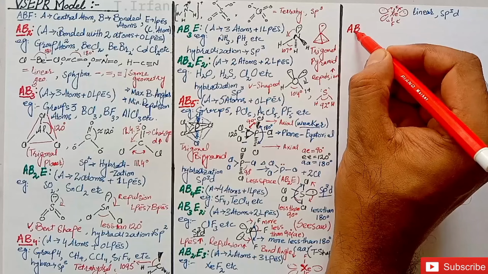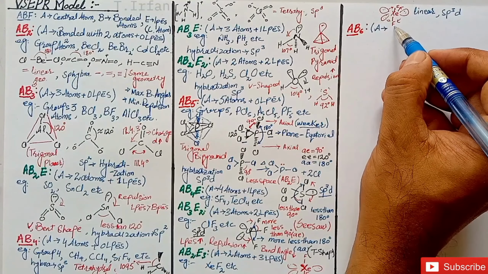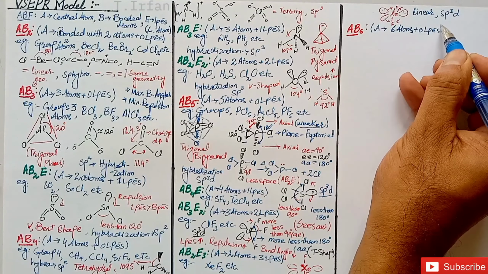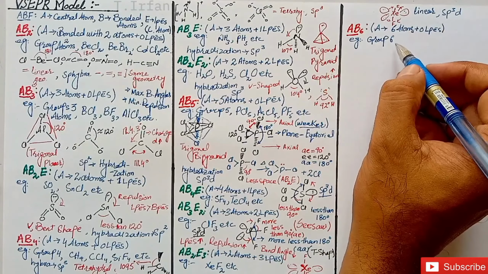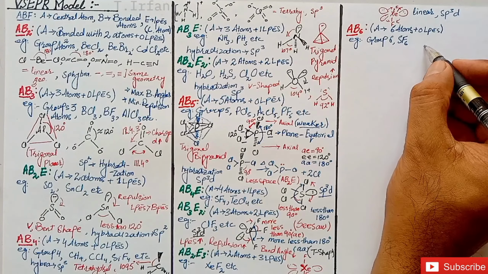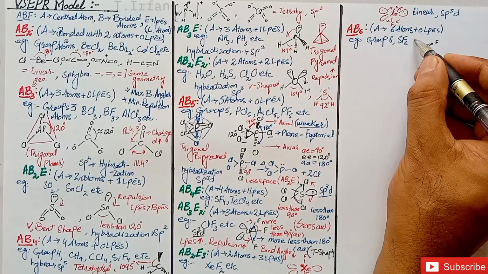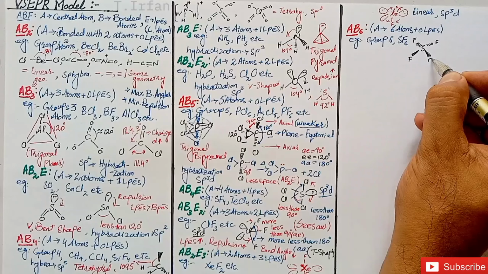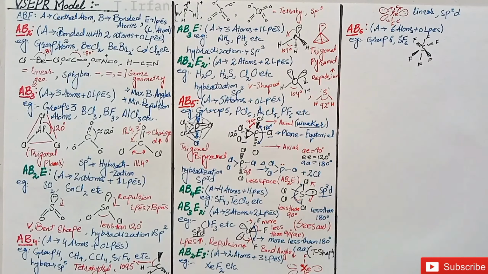AB6 system. Here is a central atom which is bonded with 6 other atoms and having 0 lone pair electrons. For example, compounds of group 6 elements like SF6 molecule belong to this system. This is the geometry of SF6 molecule. And the geometry of this molecule has 8 heads.